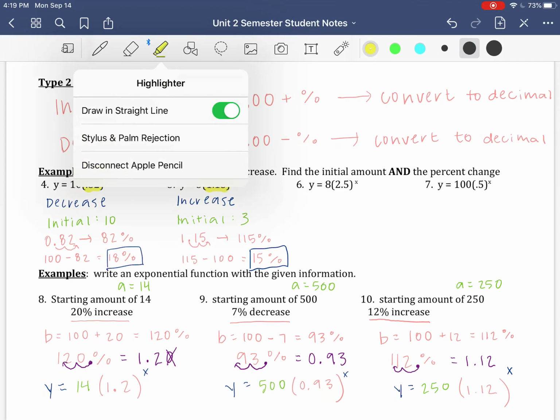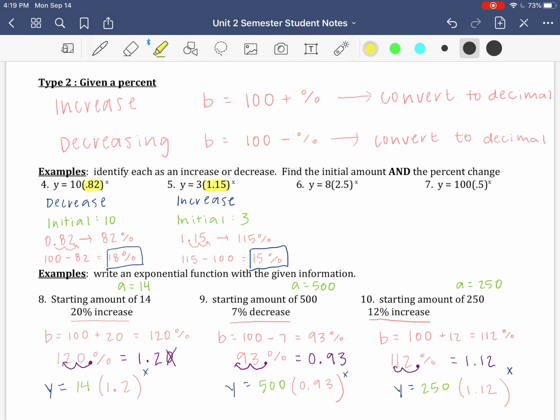In number 6, this one's kind of interesting. There's a 2.5 in my equation as my b value. So I know that's an increase. That is certainly bigger than 1. I can quickly identify my initial value as the number not next to the exponent, which is 8 in this example.